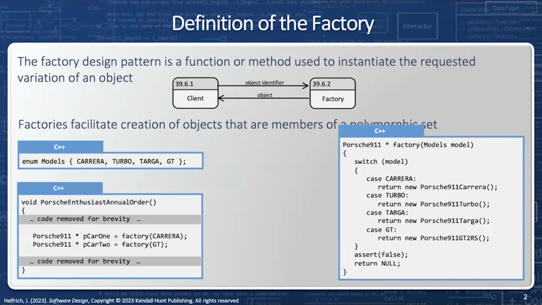How do I implement it? Now I'm going to integrate this in my program by, instead of saying new Porsche Carrera, GT, whatever, saying factory, and then I specify the model, which is Carrera or the GT. And this makes it really easy to instantiate a new object of that type.